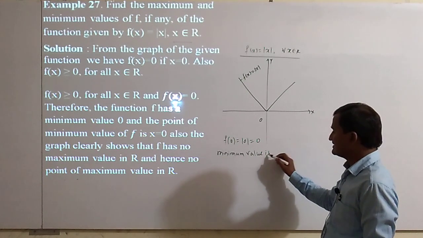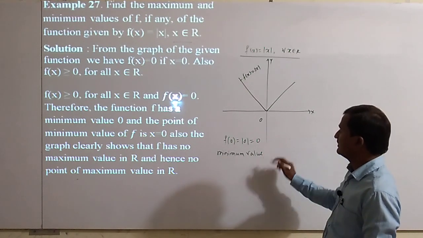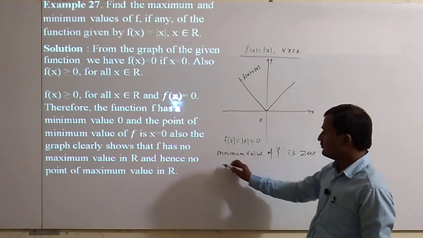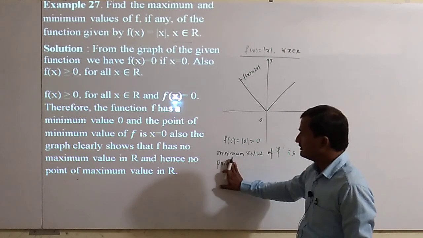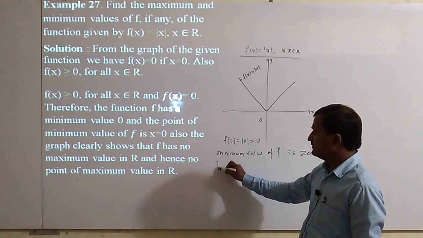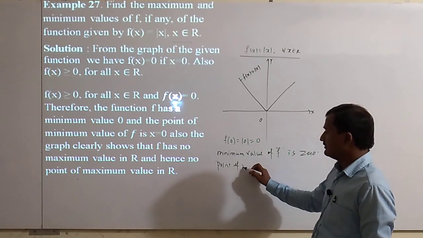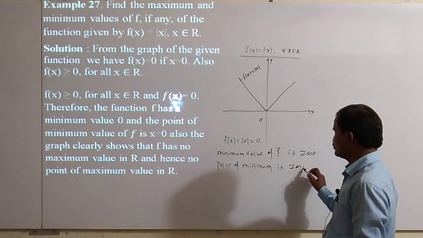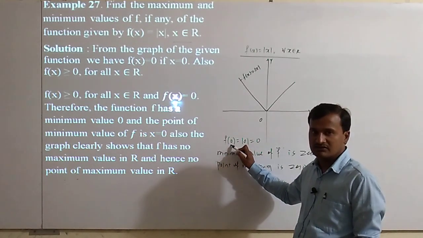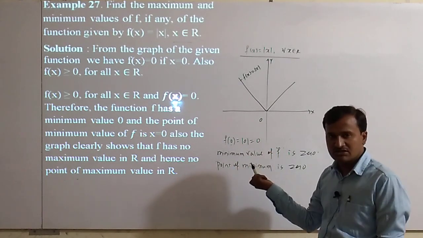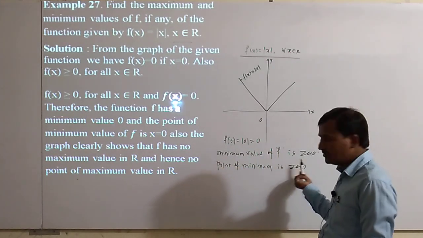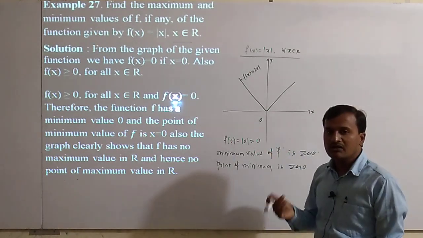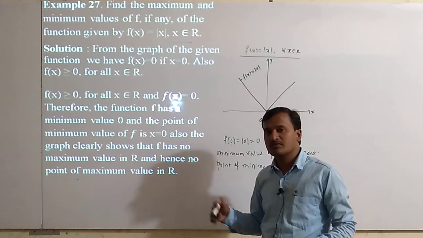Minimum value of f is 0, and the point of minimum is again 0. This is the value of x equal to 0. At x equal to 0, the functional value is 0. Minimum value of f is 0 and the point of minimum is 0. So this is about minimum. Now let us discuss what about maximum.